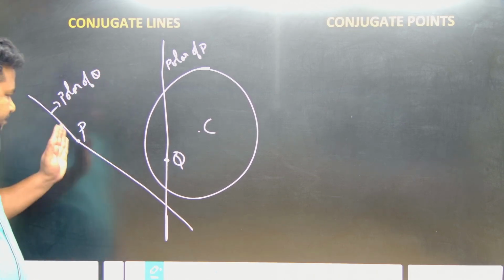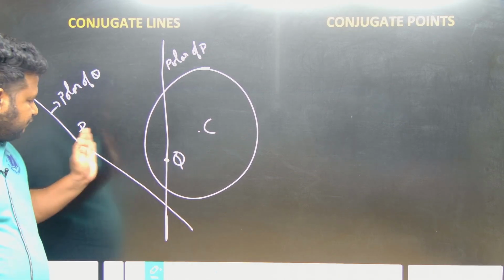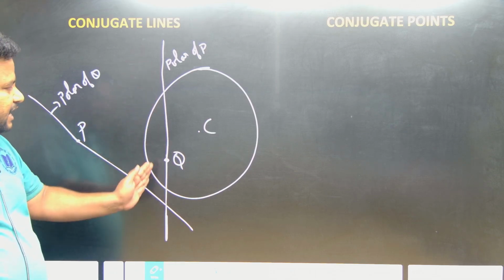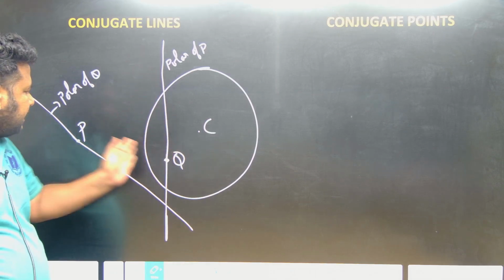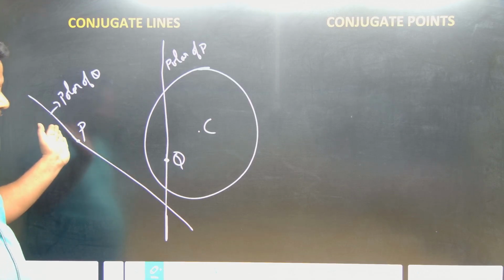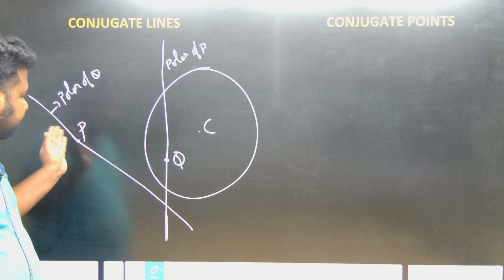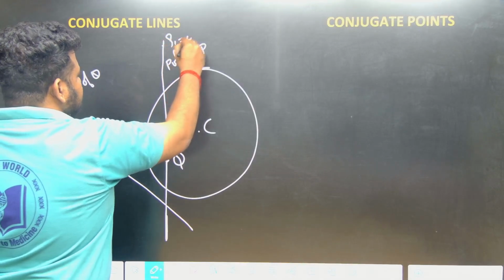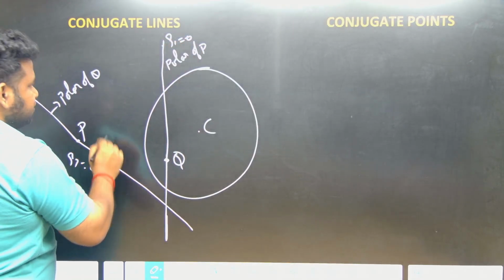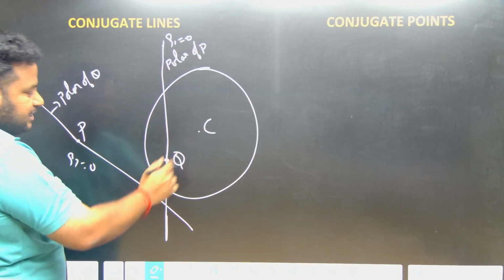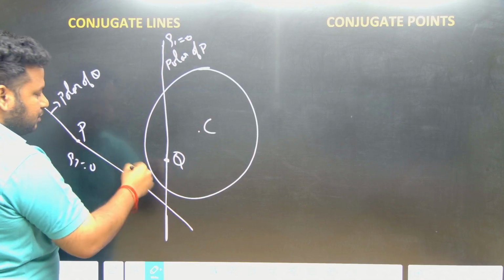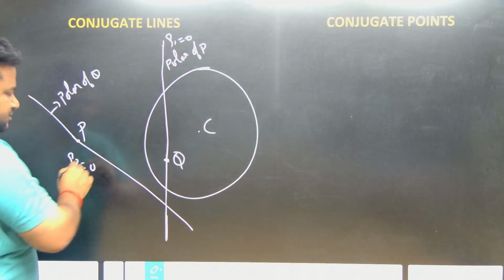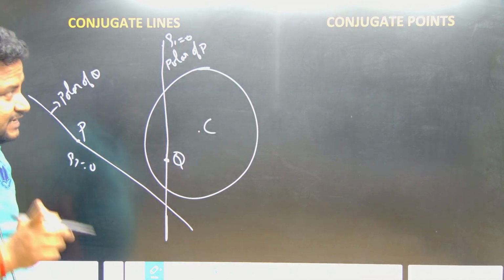So earlier we had a pole here and also here. For this point P, the polar is passing through point Q, and for point Q, the polar is passing through point P. So these two lines are called, let us take this as S1 equal to 0, let this be S2 equal to 0. These two lines S1 and S2 are called conjugate lines, and these points P and Q are called conjugate.